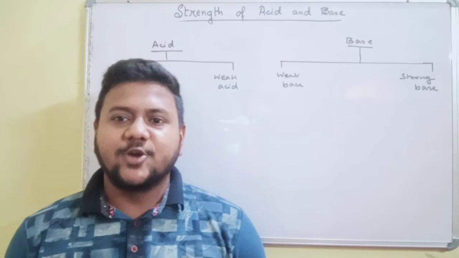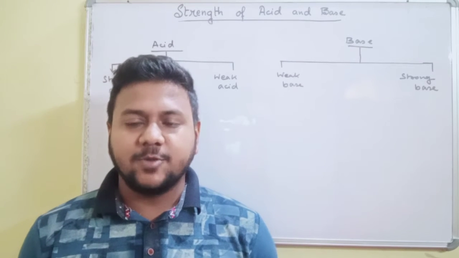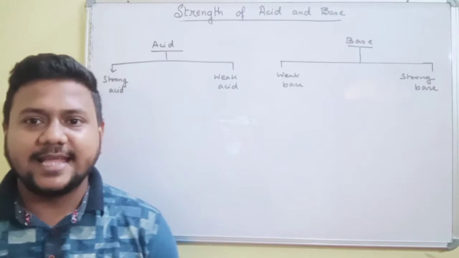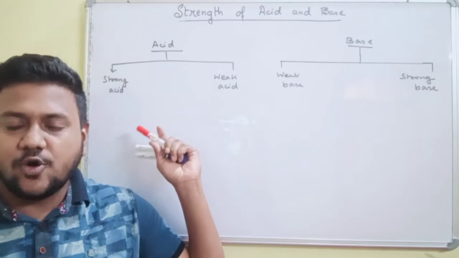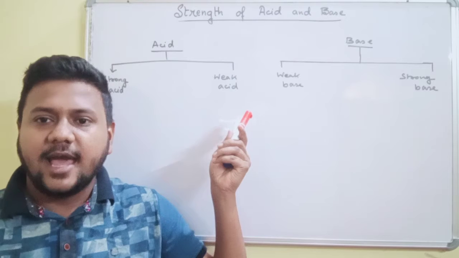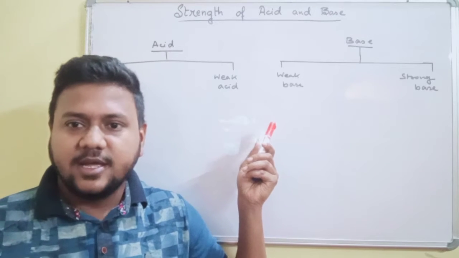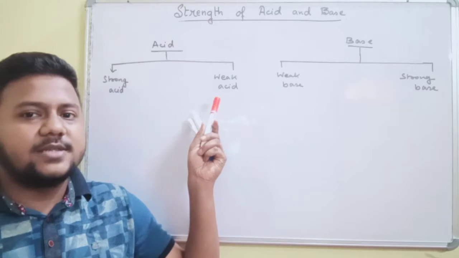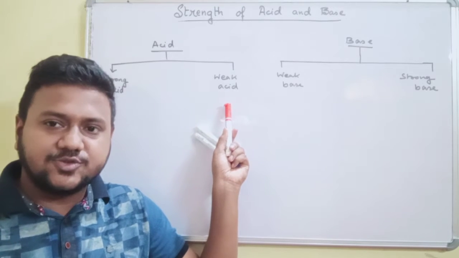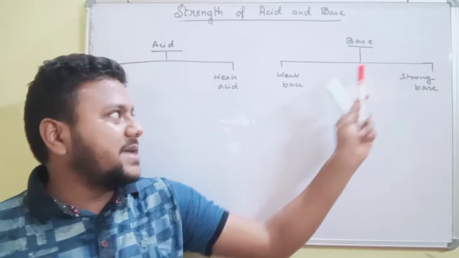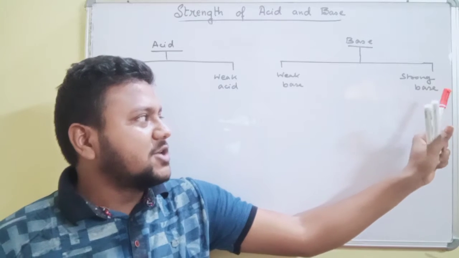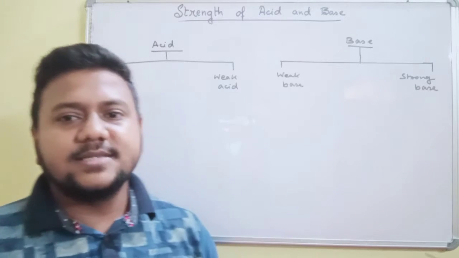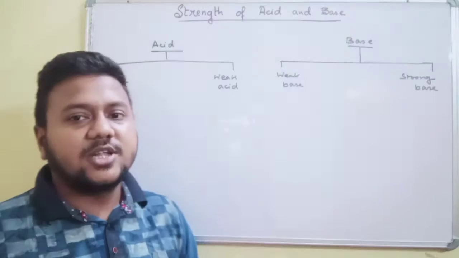Hello students, I hope you have gone through the physical and chemical properties of both acids and bases. You have already seen that acids can be classified into strong acids and weak acids according to their dissociation. In strong acids we find there is a complete dissociation of ions, whereas in weak acids we find a partial dissociation. Similarly, in case of bases, we have also observed that strong bases get completely ionized in water, whereas the weak bases partially ionize.